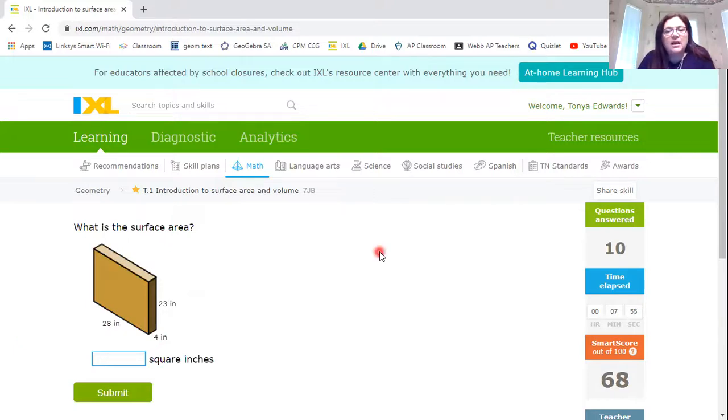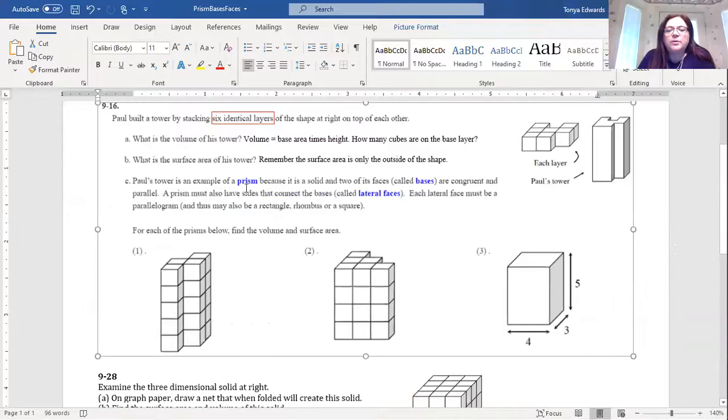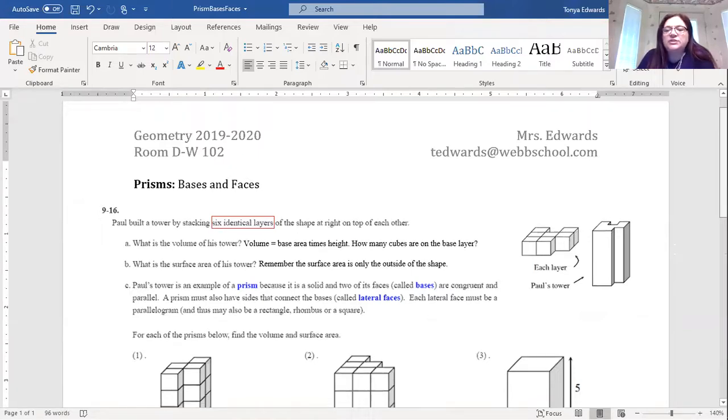Okay, so let's switch over to our homework for the week. And that is on prisms. And so here's our homework on prisms. It's called Bases and Faces. And that's explained a little bit in part C here. And I mentioned it earlier.